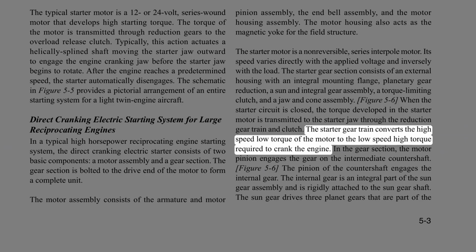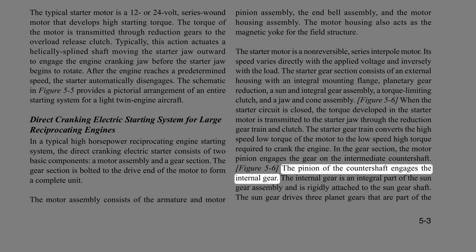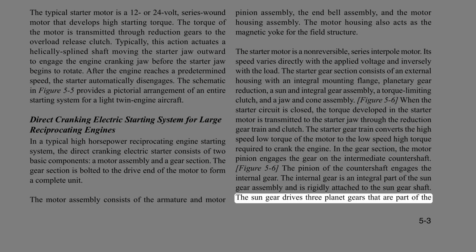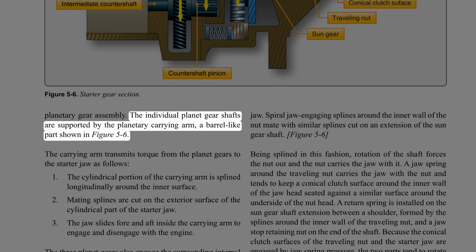The starter gear train converts the high-speed low torque of the motor to the low-speed high torque required to crank the engine. In the gear section, the motor pinion engages the gear on the intermediate countershaft. The pinion of the countershaft engages the internal gear. The internal gear is an integral part of the sun gear assembly and is rigidly attached to the sun gear shaft. The sun gear drives 3 planet gears that are part of the planetary gear assembly. The individual planet gear shafts are supported by the planetary carrying arm, a barrel-like part shown in Figure 5-6.